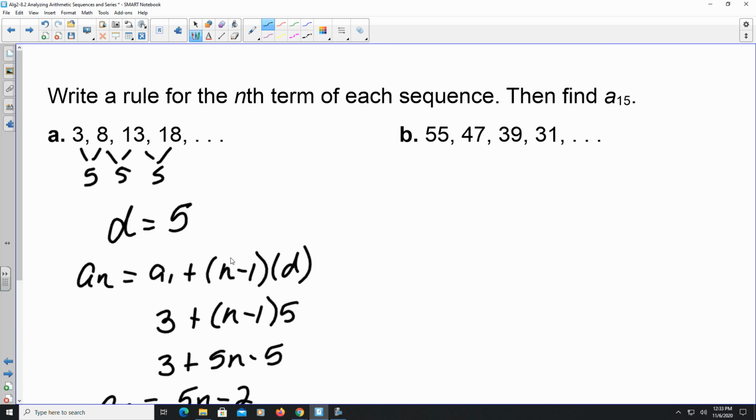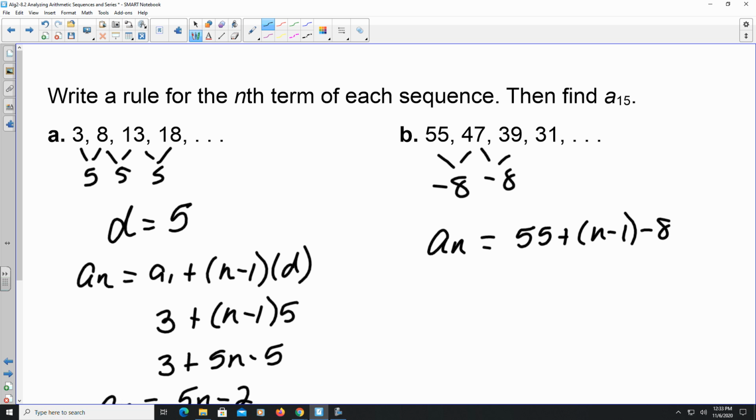If we were to look at part B here, looking at the common difference, so 47 minus 55 is negative 8. Double checking, 39 minus 47 is negative 8. And 31 minus 39 would be negative 8 as well. So looking at a sub n, I have my a sub 1, which is 55, plus n minus 1 times d, which my common difference is negative 8.